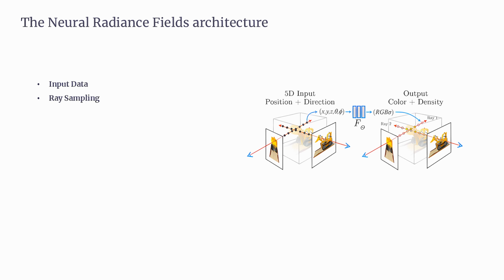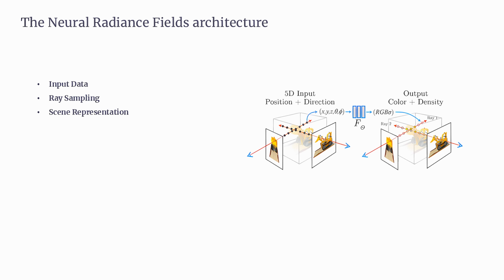The second, ray sampling. NeRF works with rays in 3D space. Imagine a ray as a straight line that extends from the camera's position through a pixel and into the 3D scene. For each pixel in the 2D images, a ray is cast into the scene. Then, NeRF samples points along these rays at regular intervals to gather information about the scene's properties, like color and opacity.